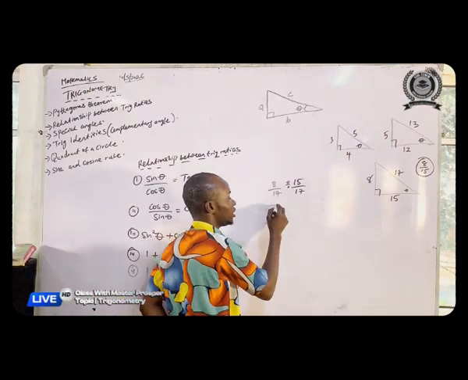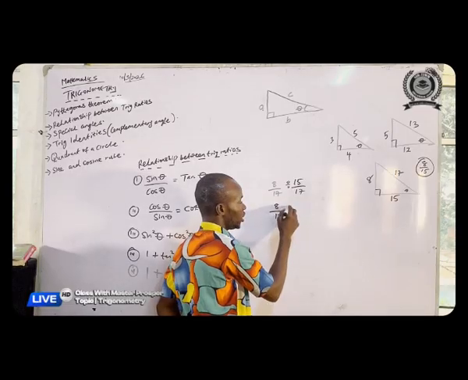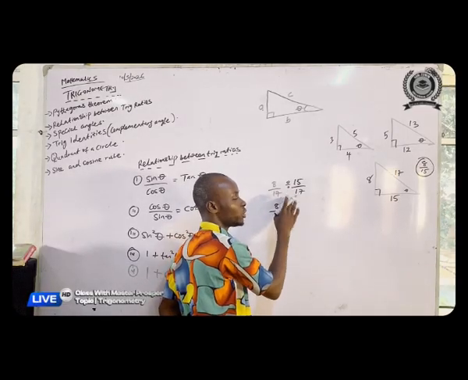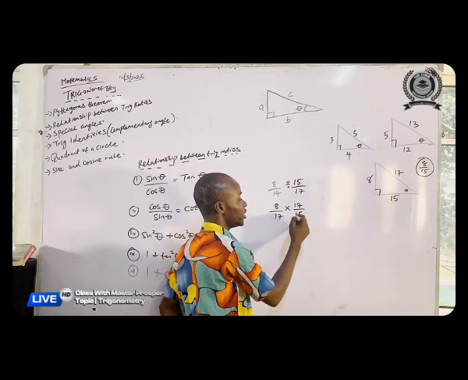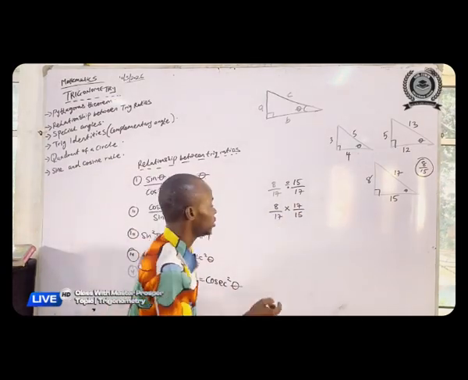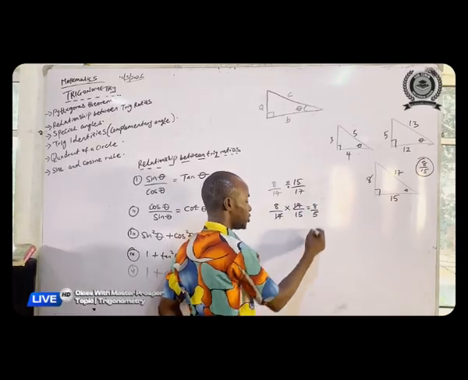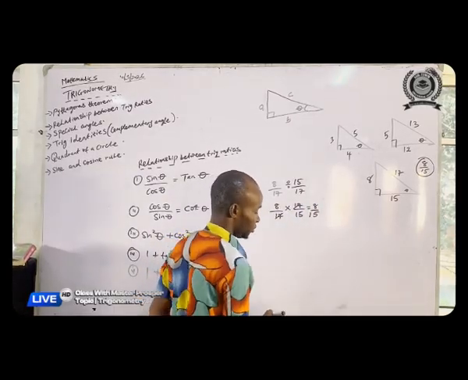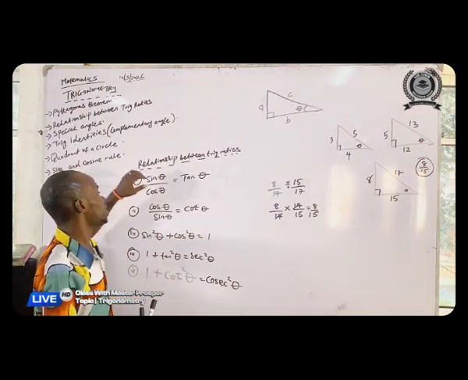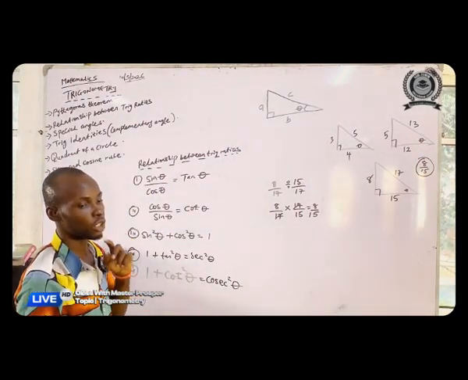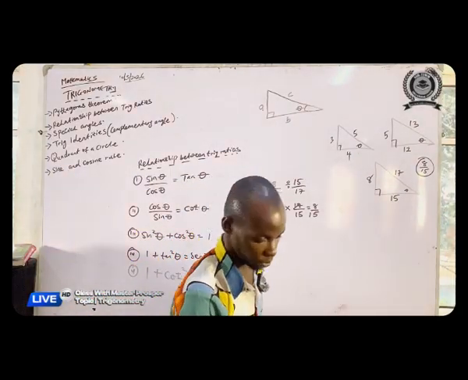Now I will say 8 over 17. What will happen? Times. And the moment times comes in, what happens? 17 over 15. Can anything cancel out? 17 will cancel 17. I'm having 8 over 15. So what they are trying to tell us is that if we use cos to divide sin theta, it will give us tan theta. We have seen why they say so.